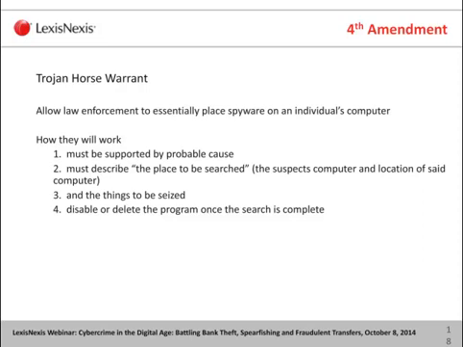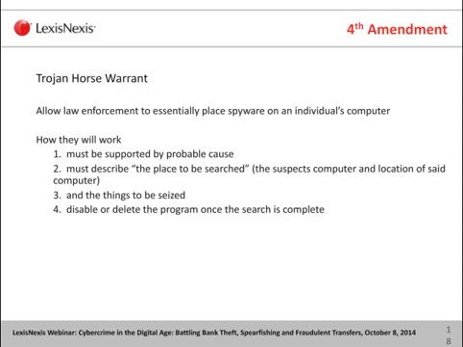This allows law enforcement to place spyware on an individual's computer and to record things, keystrokes, passwords, to find anything saved on your computer. All right, this is what the government can do. And so, again, there's not a lot of cases. There's maybe one or two cases that discuss the Trojan Horse warrant, but it's a warrant nonetheless. That means for any warrant, it has to be supported by probable cause.